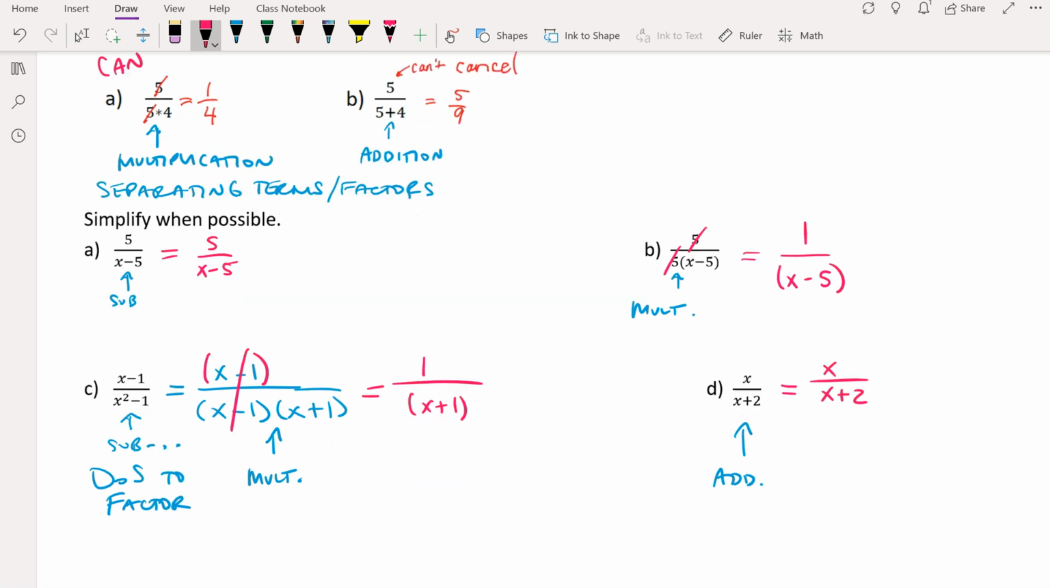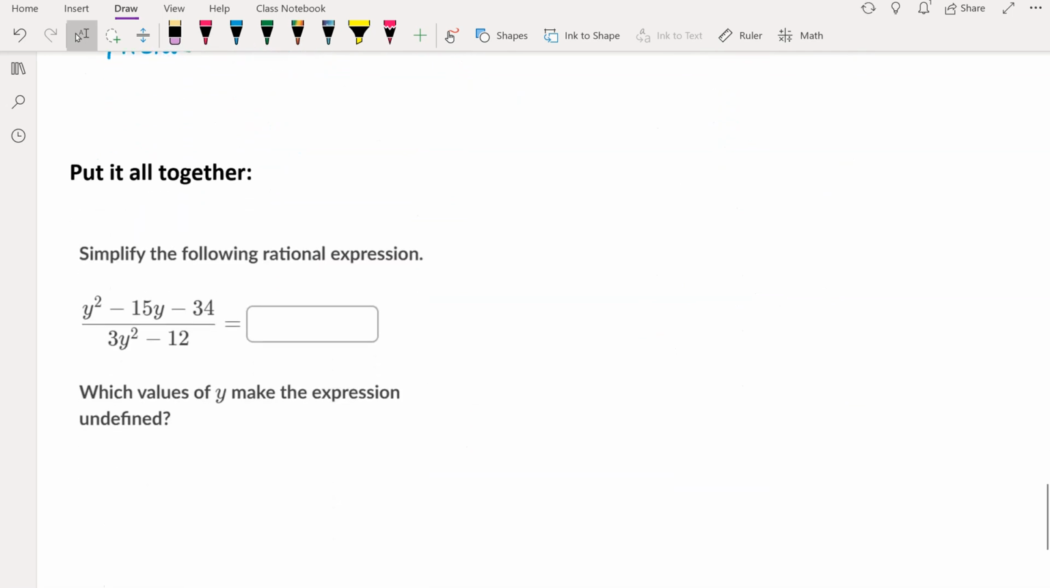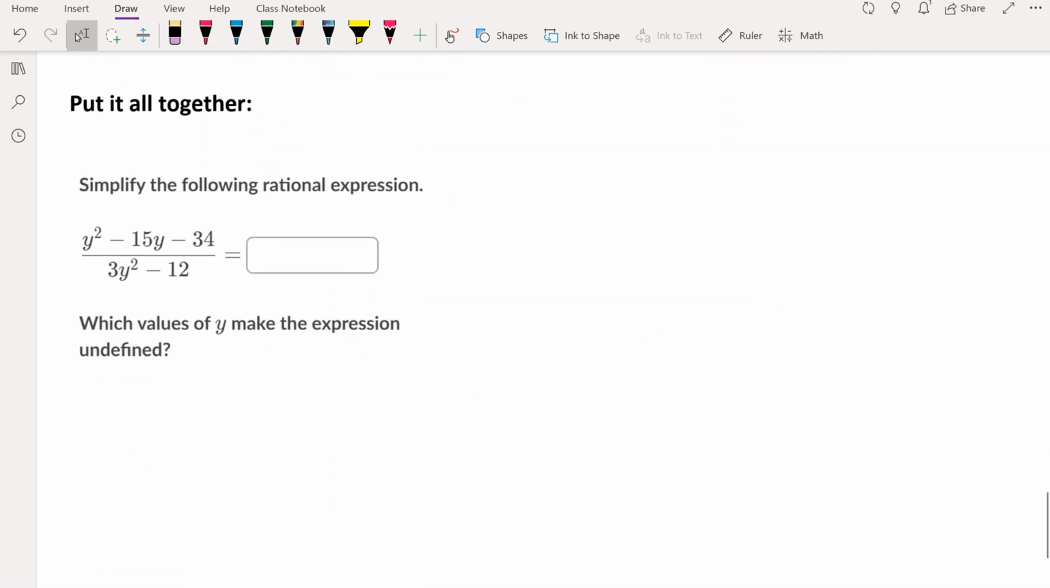Okay, let's go ahead and move on to put everything we learned together. Everything we learned for today, let's put it all together. All right, I want you to write down what I highlight. So simplify, and then write down this rational equation. And then which values of y make the expression undefined? Write that down. Everything I highlighted, you need to write down in your notes.